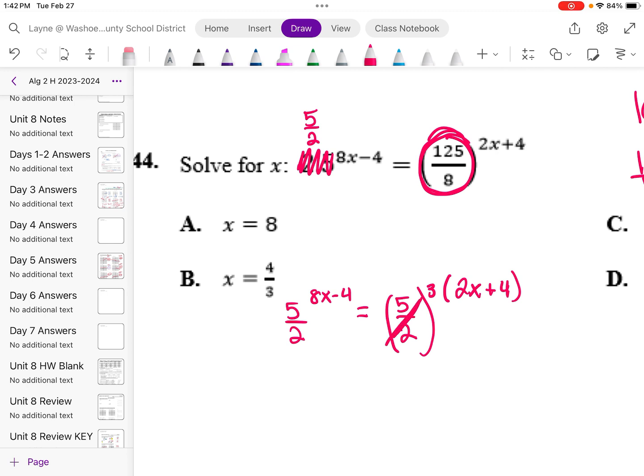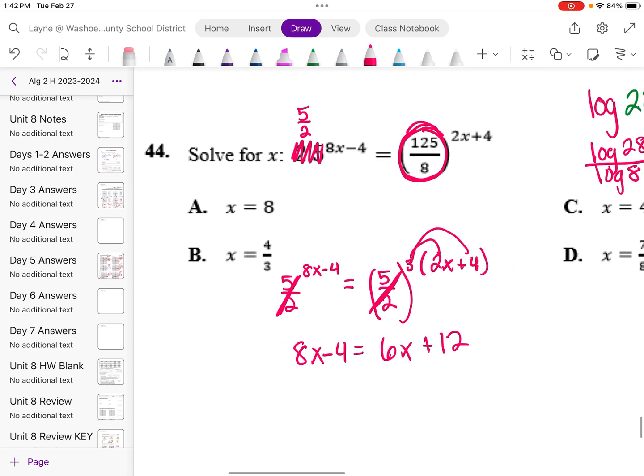I can cancel the bases and solve what's remaining. So 8x minus 4 equals 6x plus 12. Subtract 6x, we get 2x minus 4 equals 12. Add 4, we get 2x equals 16. Divide by 2, x equals 8.